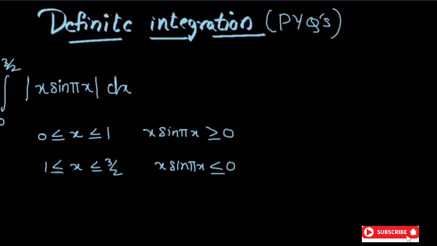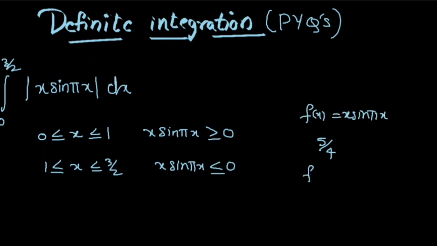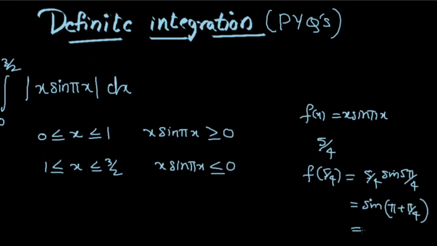Let us consider one example here. If I substitute 3/2 in place of x, sin 3π/2 is minus 1, so the entire thing is negative, right? Let us consider 5/4 between 1 and 3/2. Let f(x) = x sin πx. Substituting 5/4, we get 5/4 into sin 5π/4. 5π/4 can be written as π plus π/4, right? So π plus θ lies in which quadrant? Third quadrant, where sine is negative. So the entire thing is negative. So f(5/4) is negative, which lies from 1 to 3/2. Therefore x sin πx is negative.